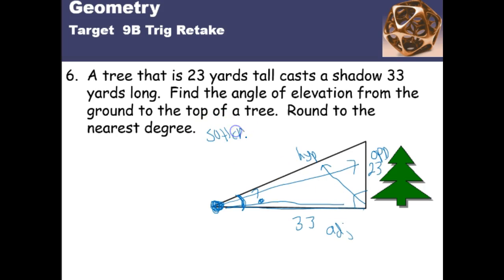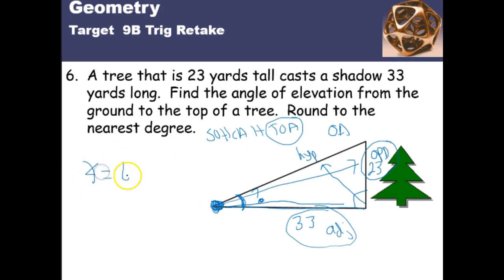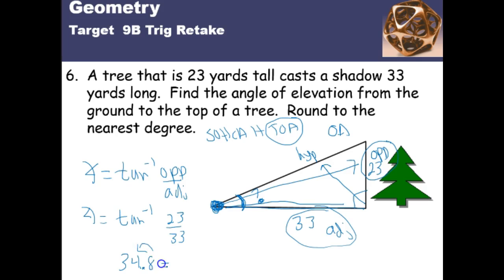So SOHCAHTOA. And I have to use the two sides they give me. So they give me the 23, which is the opposite, and they give me the 33, which is the adjacent. So O and A right there is tangent, but I'm finding an angle. So the angle is equal to the inverse tangent of the opposite over adjacent. So the angle is equal to the inverse tangent of the opposite, which is 23, over the adjacent, which is 33. So I'm going to do the second tangent, or inverse tangent, sorry, of 23 over 33. And I get 34.8. And it wants it to the nearest degree. So that 8 makes that 35 degrees.